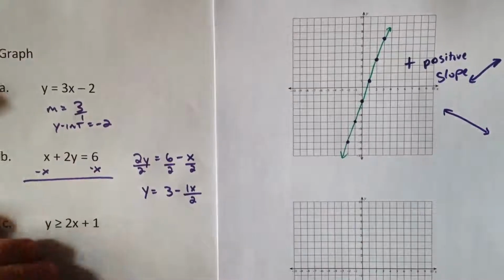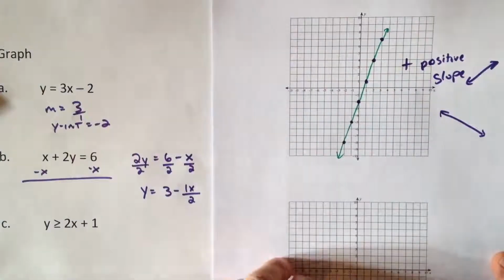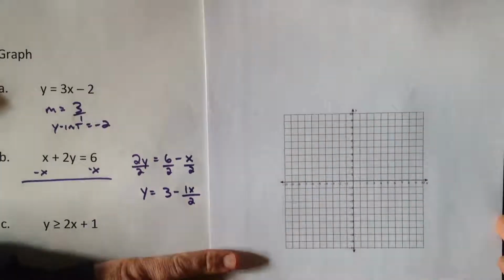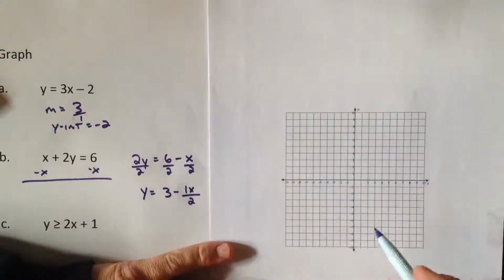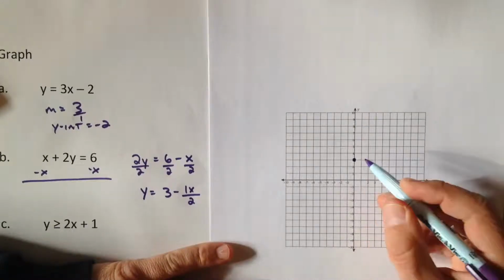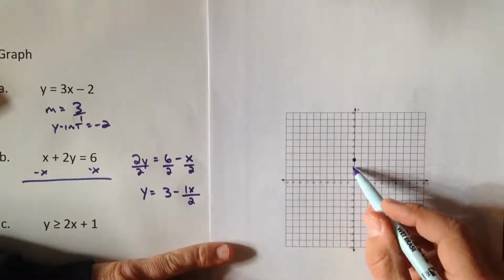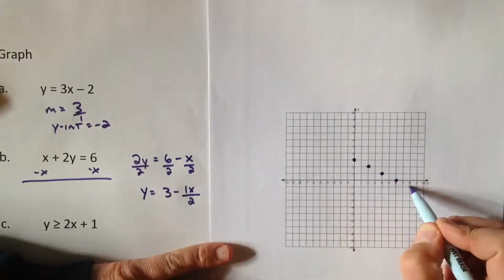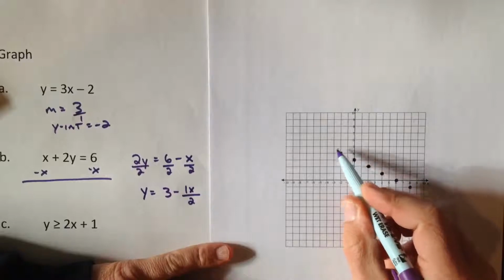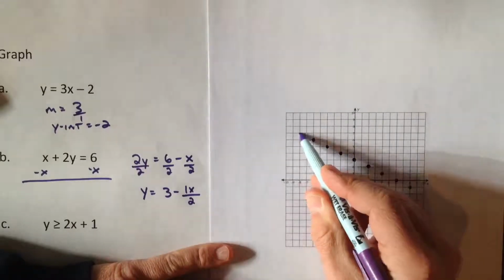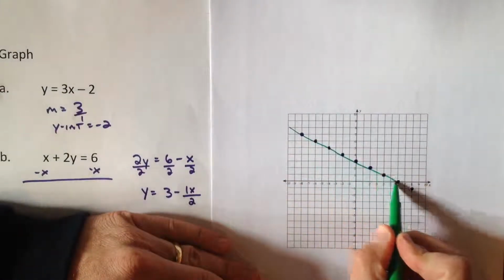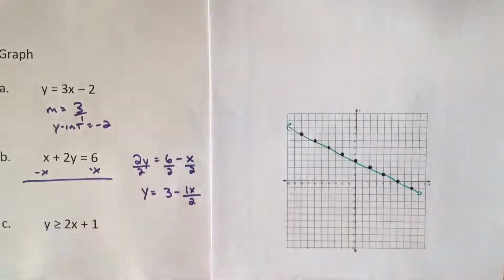So if I come back here, make sure everything's on the screen. Let's use this one. So this crosses at positive 3, and now it has a negative slope. So I'm going to go down and right, and that makes a decreasing line. Down 1, right 2, or up and left also makes a decreasing line. And there we go.